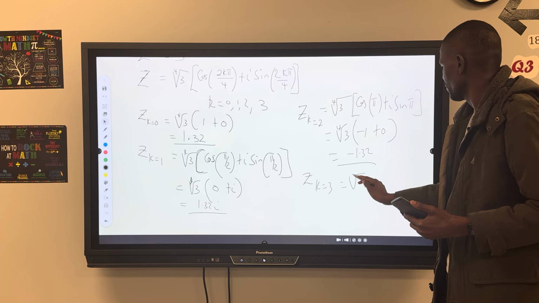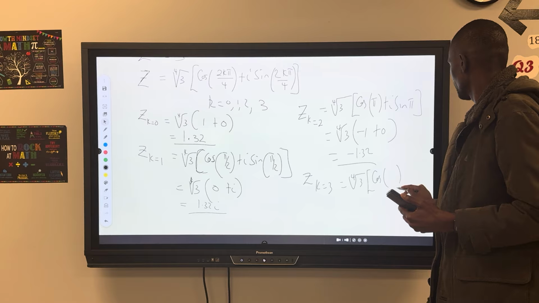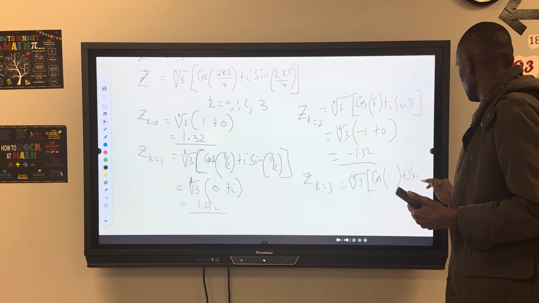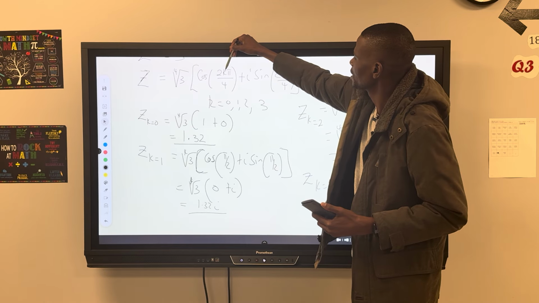Then lastly, when k is 3, here it's the 4th root of 3, then it's going to be cos plus i sine. So let's see, if I put 3, 2 times 3, that's 6.